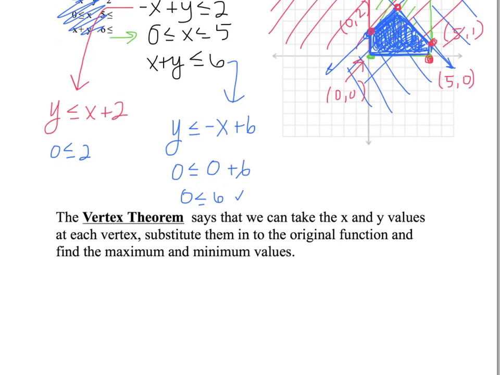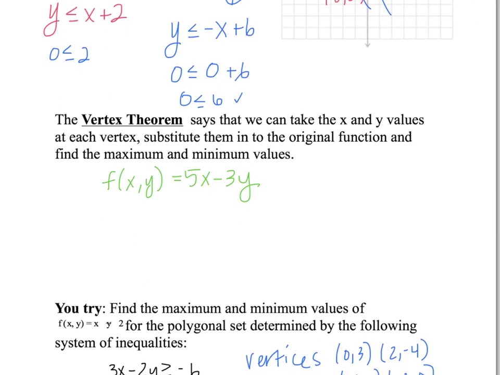So what we're going to do is take our function, f of x, y equals 5x minus 3y, and I'm going to test my 5 vertices. So I'm going to test f of 0, 0, f of 0, 2, f of 5, 0, f of 5, 1, and one more, f of 2, 4. And I'm going to plug those values, x and y, into the function.